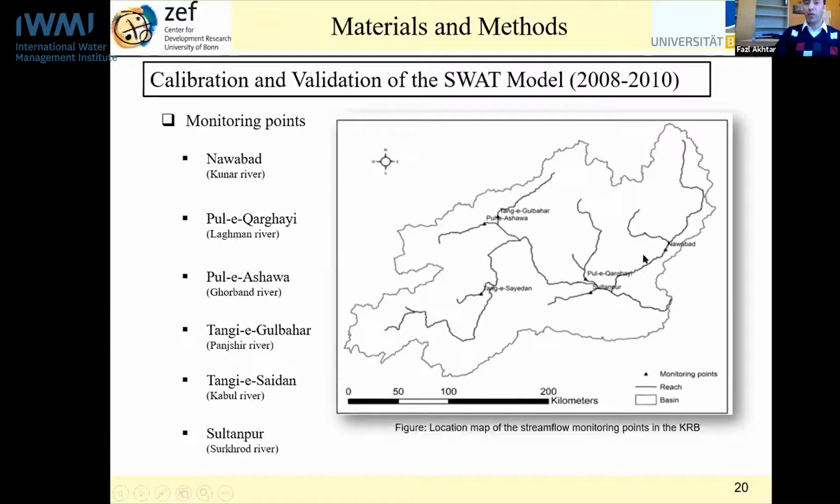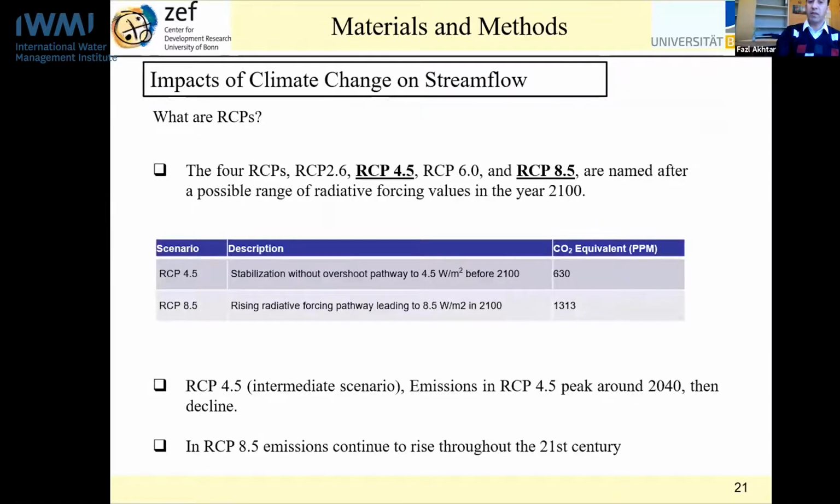Nawabad is on the Kunar River, Pule Khargai is on Laghman River, which is a combination of 2 rivers. And then there are the Gurban River and Panjshir rivers, which join here and contribute to the Kabul River downstream, and then Tangi Saidan, which is again Kabul River, in Sultanpur is on Surkh River. So these 6 stations were used for calibration.